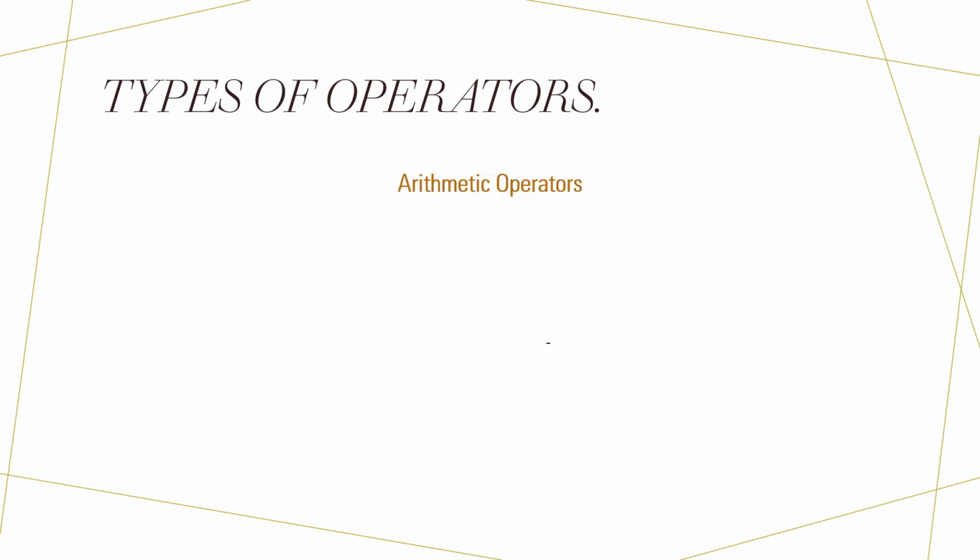Now that we know what operators really are, we will talk about the different types of operators. The first one being the arithmetic operators, which is further divided into either unary or binary. As the name implies, unary are those arithmetic operators that work on a single operand, like the plus plus or the minus minus. The plus plus is known as the incrementer, while the minus minus is known as the decrementer.